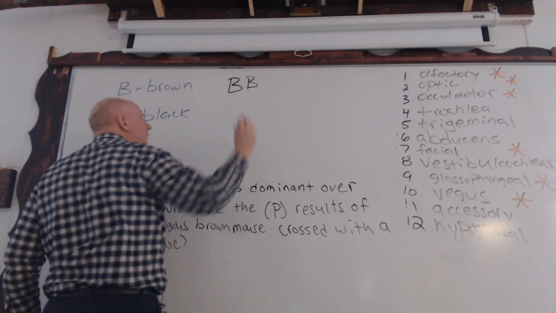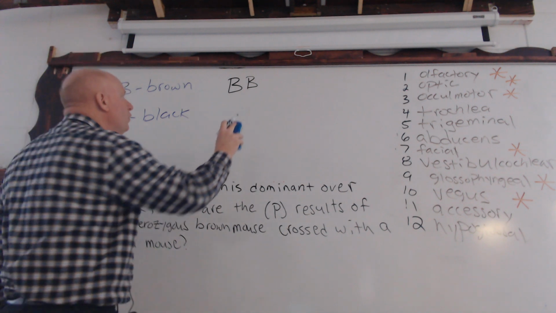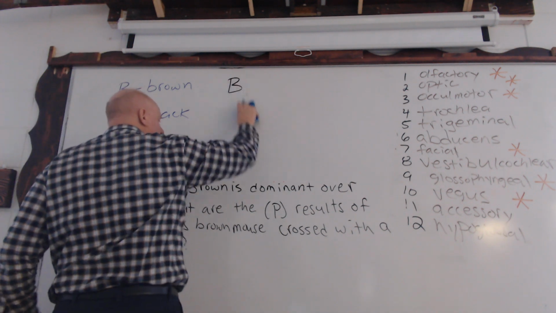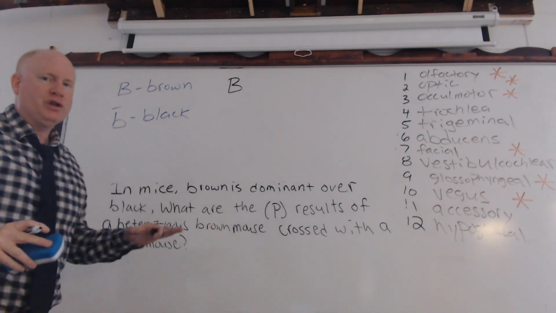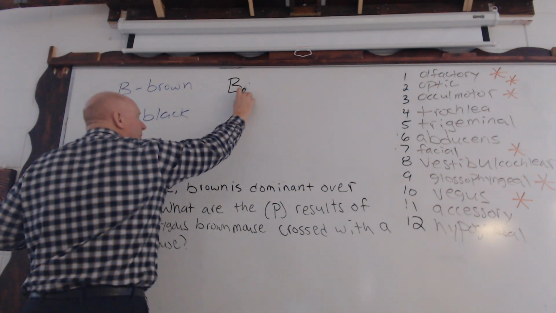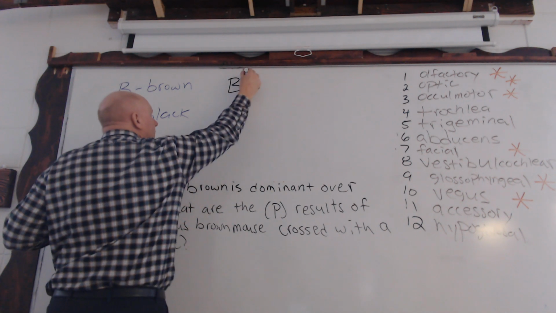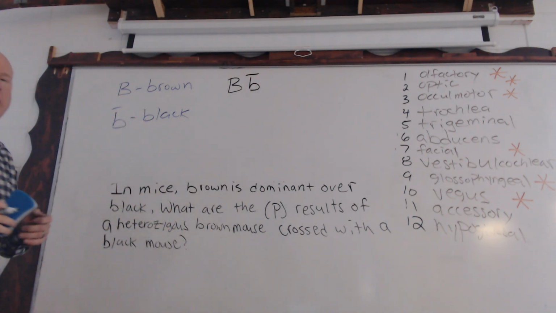This would mean it's homozygous brown. And some of you may have read into this far enough to know what your second set of alleles is. Because if capital B is homozygous dominant, well then if it's heterozygous, it has to be one of each. So it's a capital B and a lowercase b.